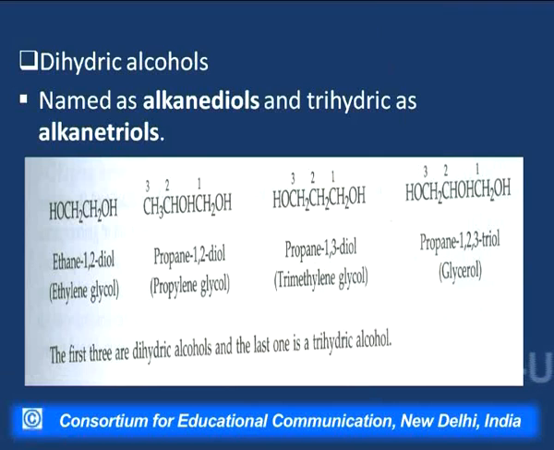Now, when I am talking of alcohols, the second example is an example of a diol. It has 3 carbons in the longest carbon chain, so the name becomes propane-1,2-diol. And the fourth example is an example of a triol, which is propane-1,2,3-triol.